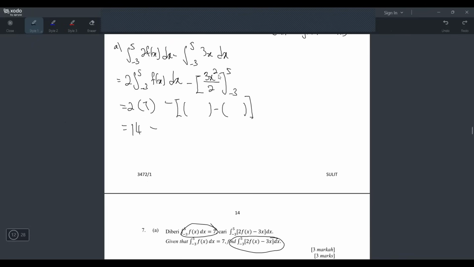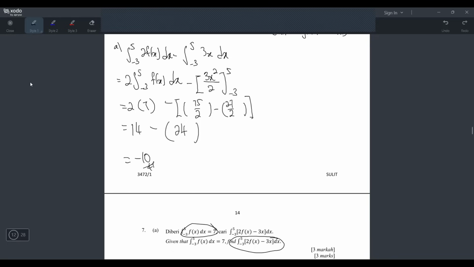Now I have to substitute 5 inside and then substitute negative 3 inside, and in the middle have to minus. That's why I have two brackets. The first bracket is to substitute 5. So 5 squared is 25, times 3 is 75 over 2. Then substitute negative 3: squared is 9, times 3 is 27 over 2. And then in the middle have to minus. Now I will press 75 over 2 minus 27 over 2. Let's press the calculator. My calculator gives me 24. So what is 14 minus 24? Negative 10. That's the answer.